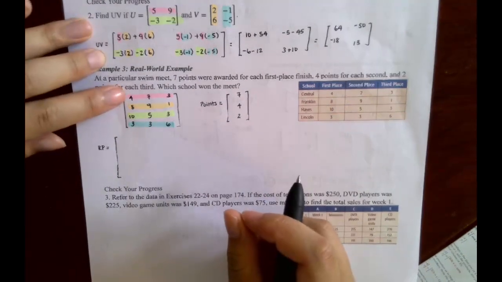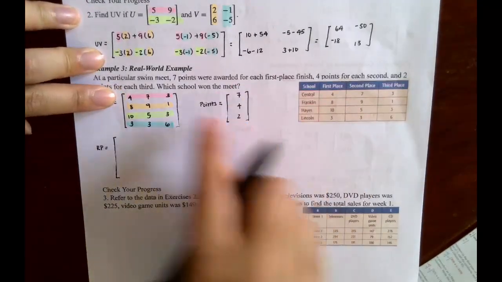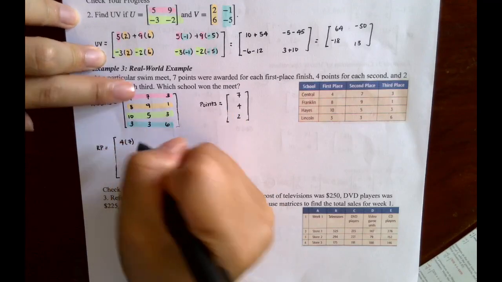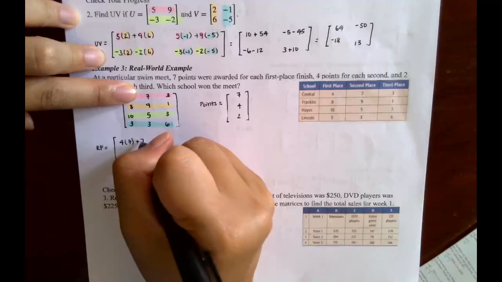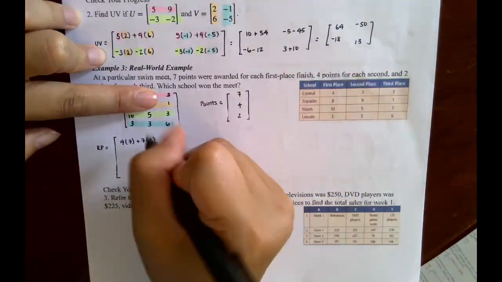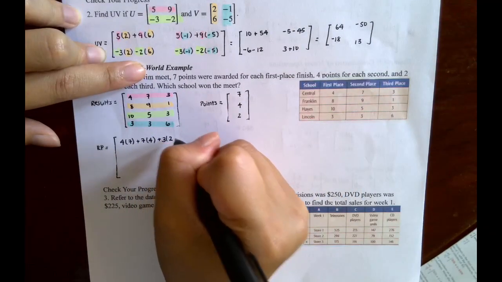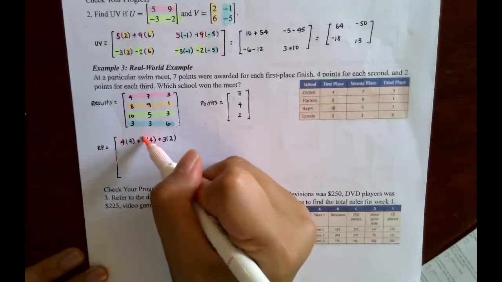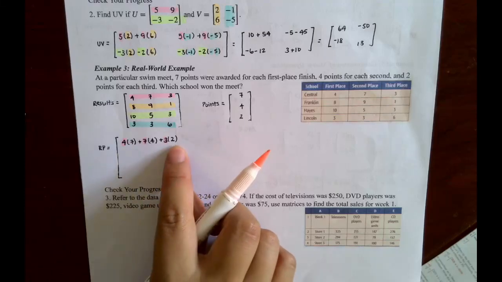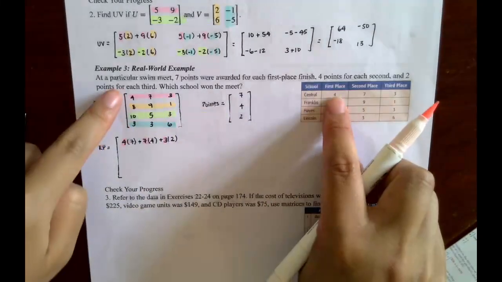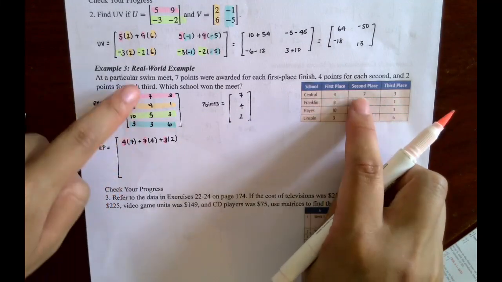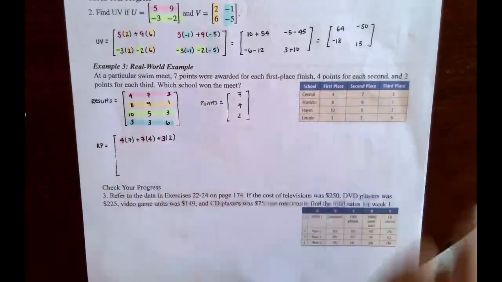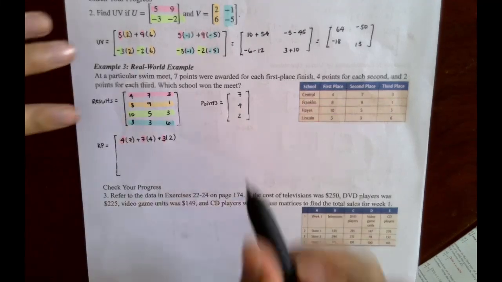So we're going to start with first row and then the column. So it's going to be 4 times 7, 7 times 4, and then 3 times 2. Okay. So this is the ones from the first row, and then these are our points, right? Because they got 4 first place, so 4 times 7 is their points. 7 second places, so 7 times 4 is their points, and then 3 third places, so 3 times 2 is their points.